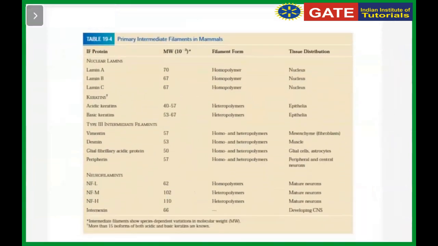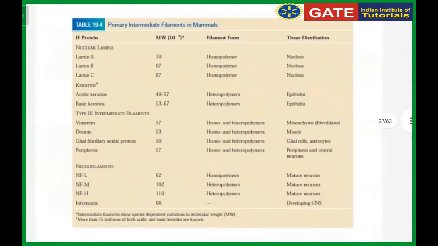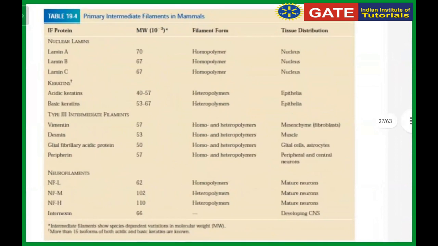So different intermediate filament proteins are there, and their distribution is given here. See, nuclear lamins: lamin A, lamin B, lamin C. These are found in the nucleus. And keratins, found in hair and nails, contain keratin protein. Keratin is an intermediate filament, and it is present in epithelial tissues.